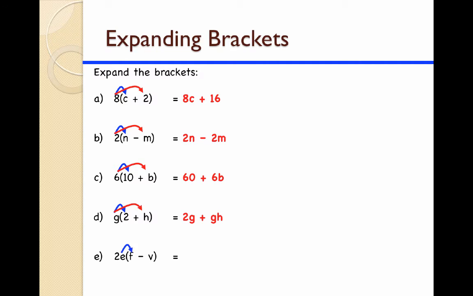For my last example, I've got 2e lots of f, which is 2ef. I just write them all next to each other. Then I'm going to subtract 2e lots of v, which is 2ev. Those are all the questions expanded and in a simplified manner.